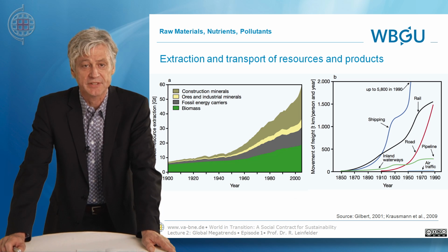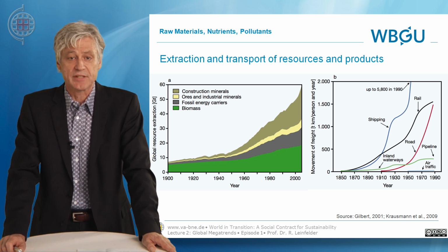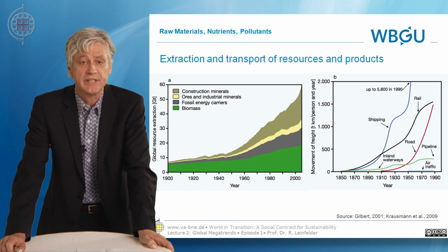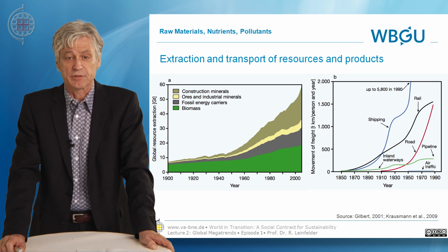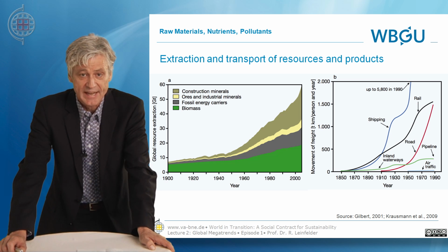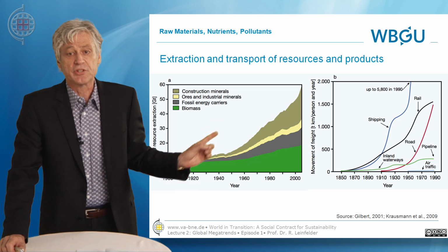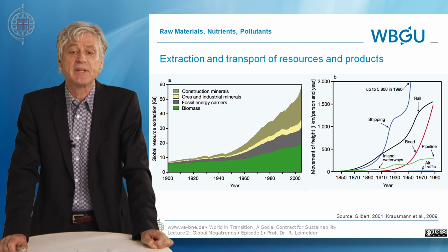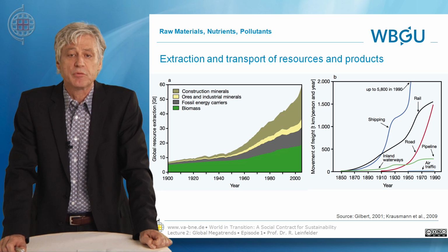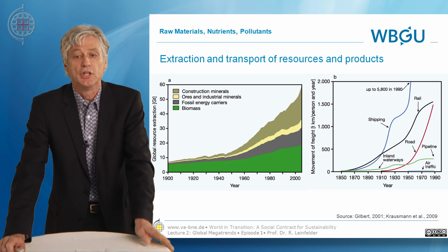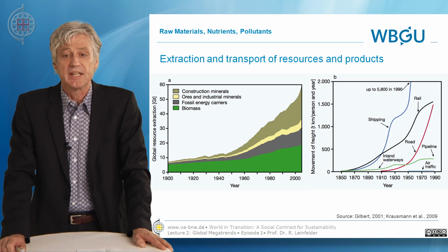So let's have a look at raw materials, nutrients and pollutants. Extraction and transport of resources and the respective products has increased enormously. As you see on the graph on the left-hand side, construction minerals, ores and industrial minerals, fossil energy carriers and biomass are just increasing enormously across the last decades, especially since the post-war era. And this is closely connected with a huge increase in transportation. On the right-hand image, you just see the blue line. This shows you the increase of shipping traffic. This is gigantic. It doesn't even fit in this graph. So we have in 1990 already up to 5,800 items, let's call it, in relation to all the other graphs here, which is enormous. And air traffic, for instance, under this respect at least, is of no importance.